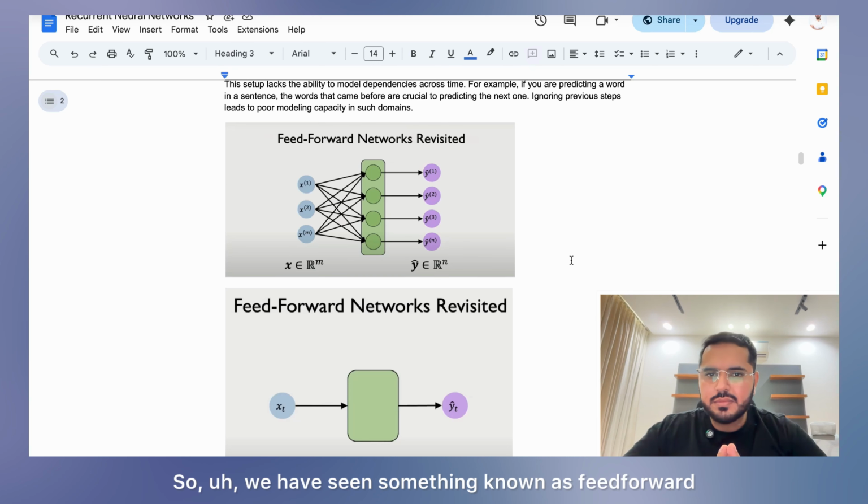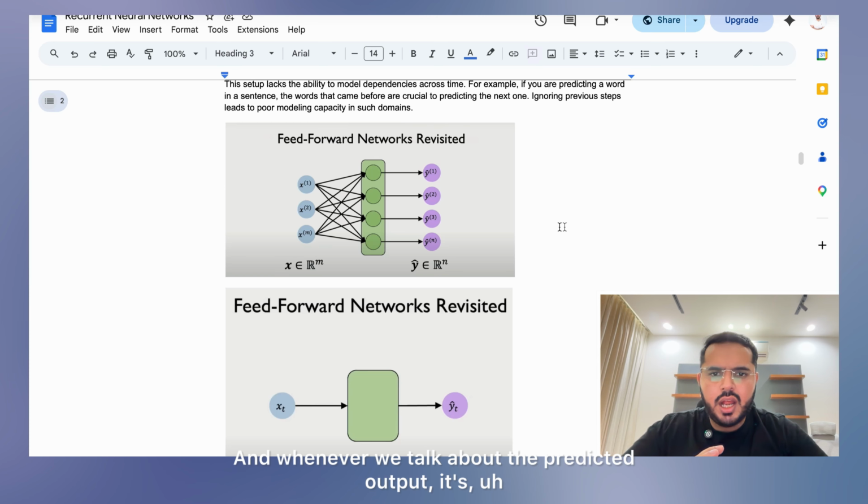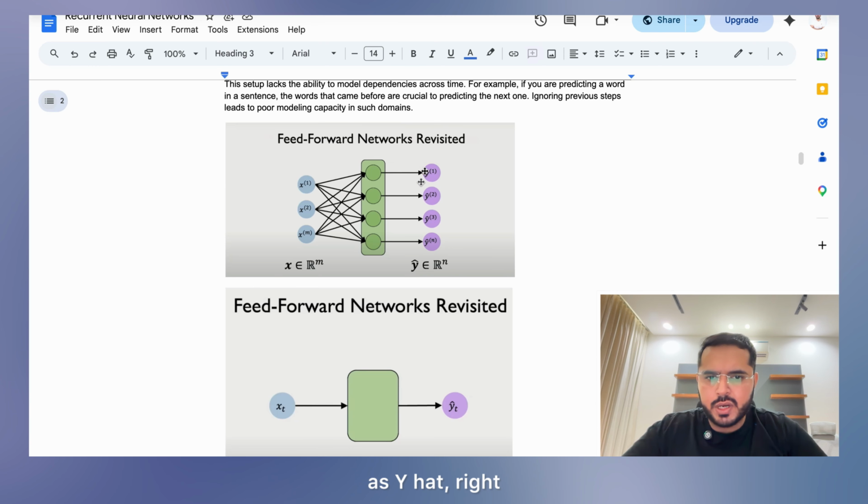So we have seen something known as feed-forward neural networks, right? So we have an input layer, hidden layer, and an output layer. The input layer takes your input as X. Whenever we talk about input, it is mostly denoted by X. Whenever we talk about the predicted output, it's denoted by Y hat. The true output is denoted by Y, right? So it is going to produce something known as Y hat.